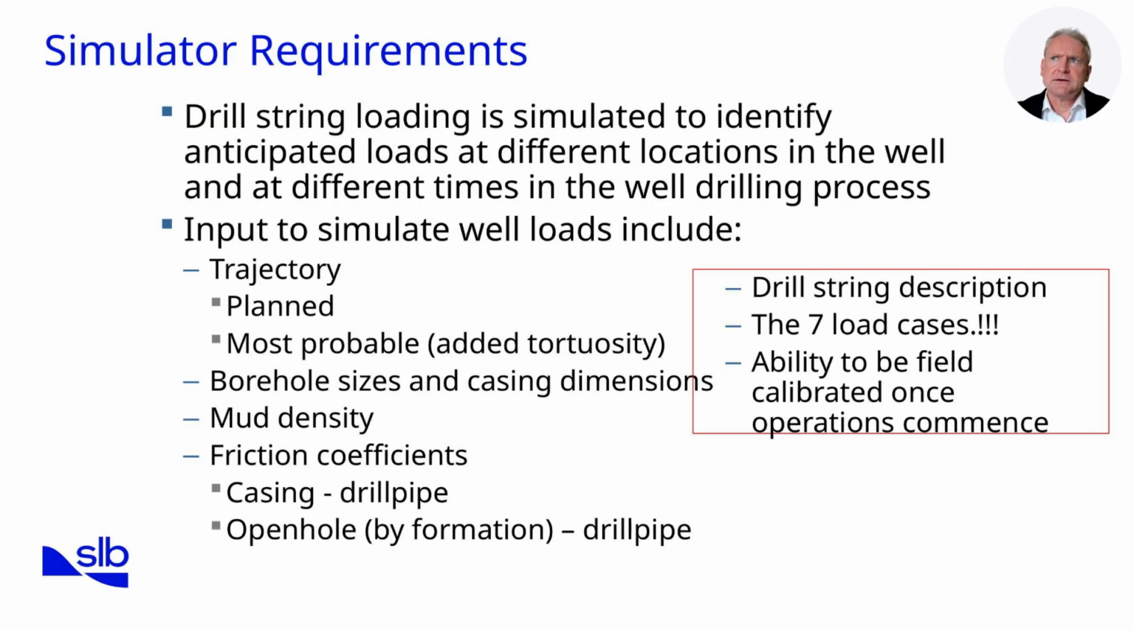To achieve this, we need several critical inputs. First, the well trajectory, both the planned path and the most probable deviations caused by tortuosity. Doglegs and added curvature increase stress, so they must be captured realistically. Next, borehole and casing dimensions, included as changes in hole size affect drag and buckling potential. We also feed in mud density, which determines buoyant weight and hydrostatic pressures, and friction coefficients for both cased and open hole sections.